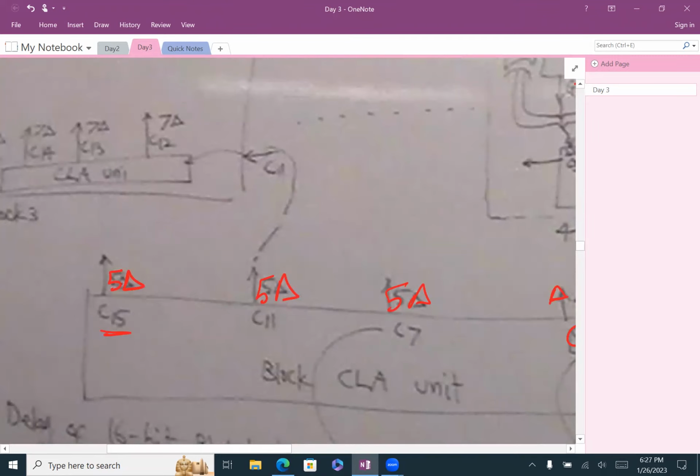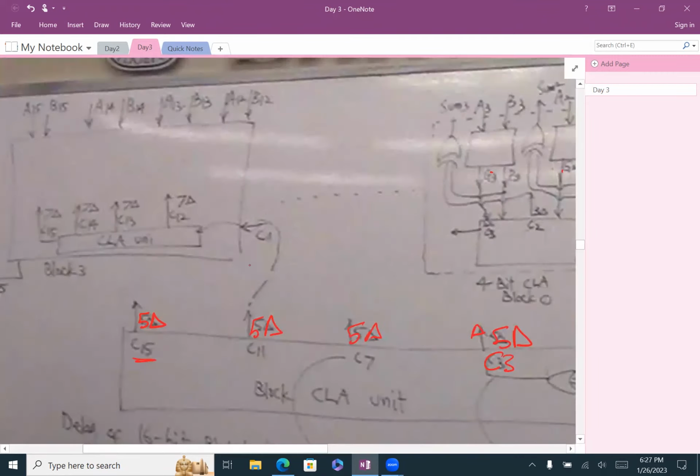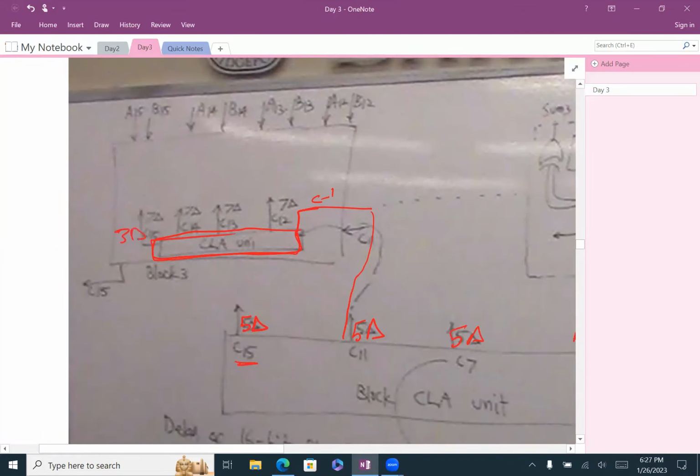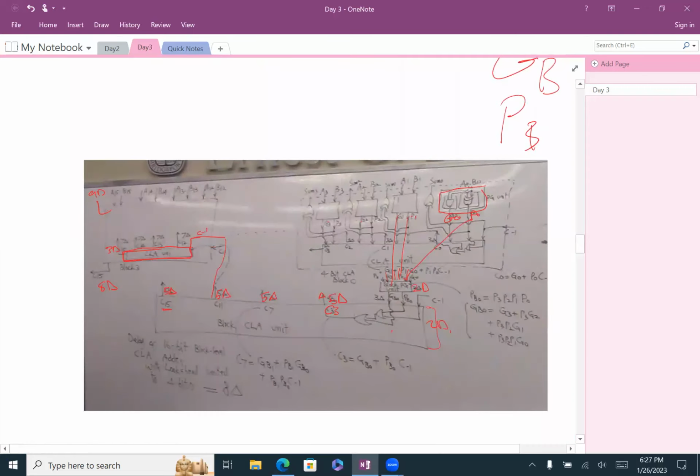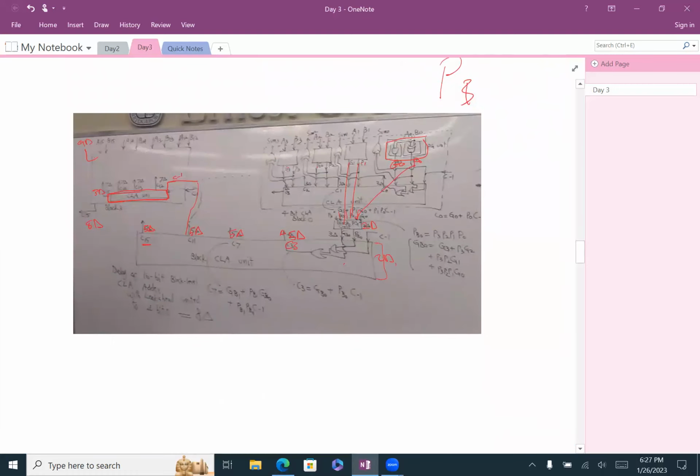Perfect. But the problem, what's the problem? At the last stage, you need the carry C11 because here you have a small one. Remember, you have C-1 here, and this one is coming from where? It's coming from C11. And how much does this one take from you? 3 delta, correct? So 5 plus 3, then you will have 8 delta. Then you will have another one for the sum, it's 9 delta, correct? So the answer will be 9 delta. Clear?